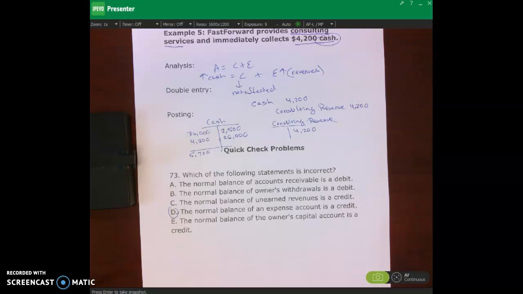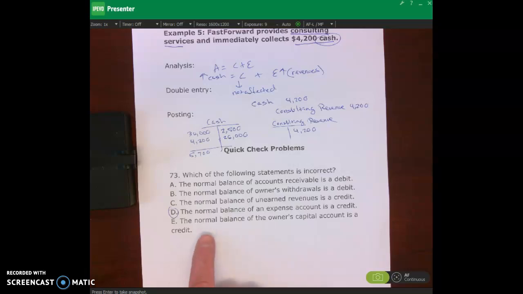Remember, the way to increase owner's withdrawals is with the debit. Why do I recognize that the owner was withdrawing money from his or her own business with a debit? Because owner's withdrawals decrease equity, and the way to decrease equity is with the debit. So B is also true. The normal balance of unearned revenues is a credit. Well, we talked about unearned revenues in the first lecture video for this chapter, and we said that unearned revenues are liabilities. That's the situation where you got paid up front and you owe future services. So that's a liability. And yes, the normal balance for a liability is a credit.